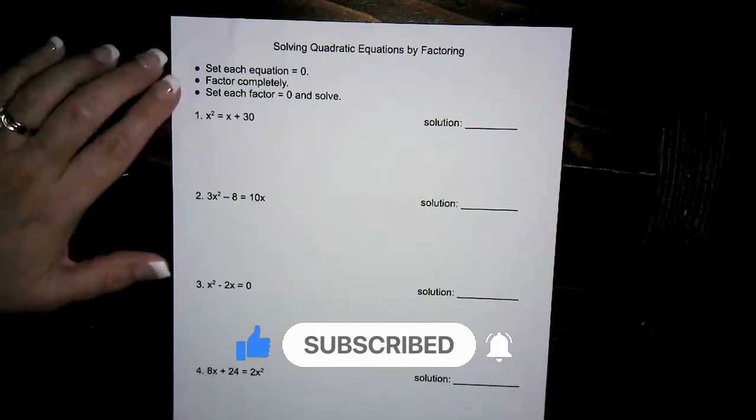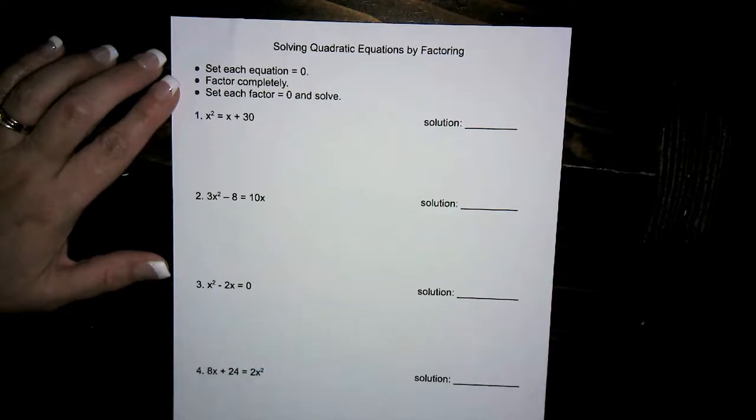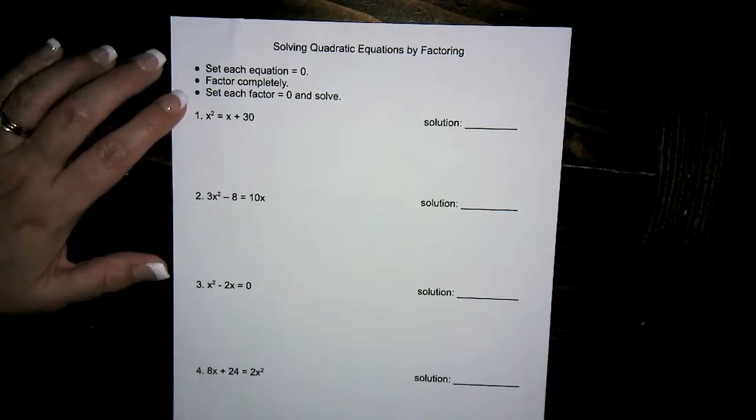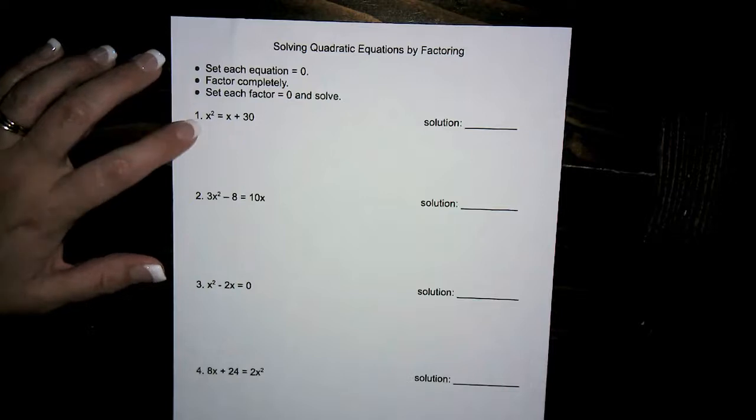I'm going to follow these 3 steps with each of the problems here. First, I'm going to work to get the equation equal to 0. Then I'm going to factor completely, and then I'm going to set each factor equal to 0, and then we'll solve. So let's take a look at this first one here.